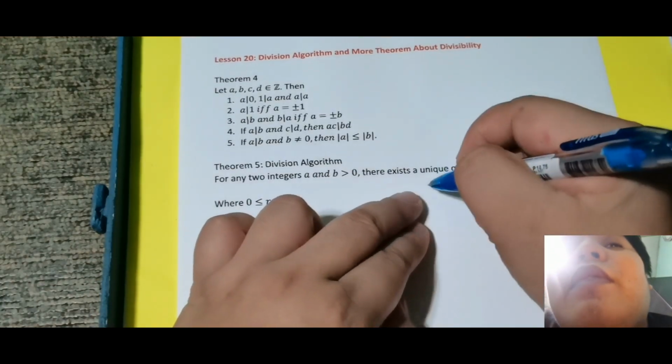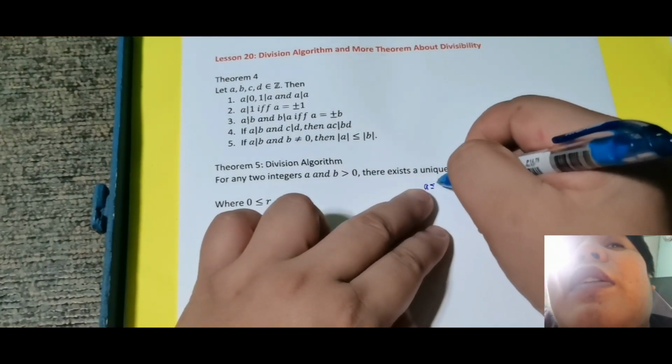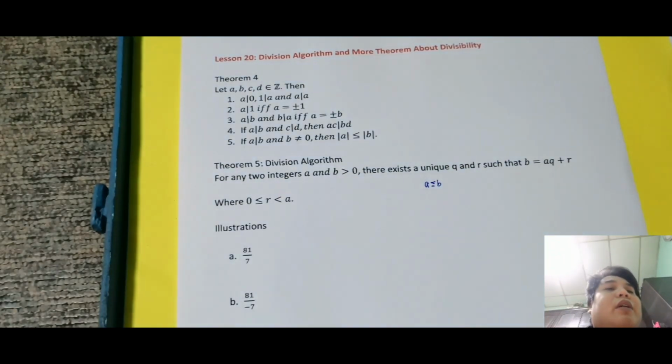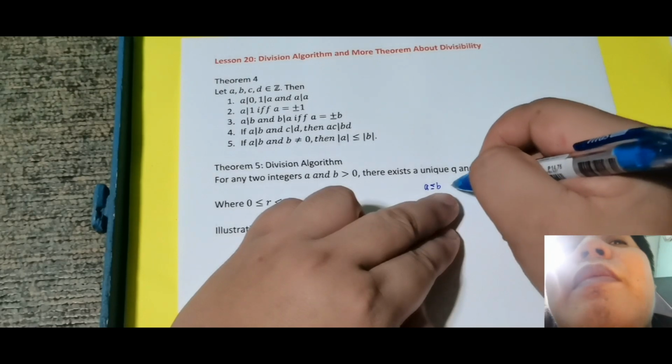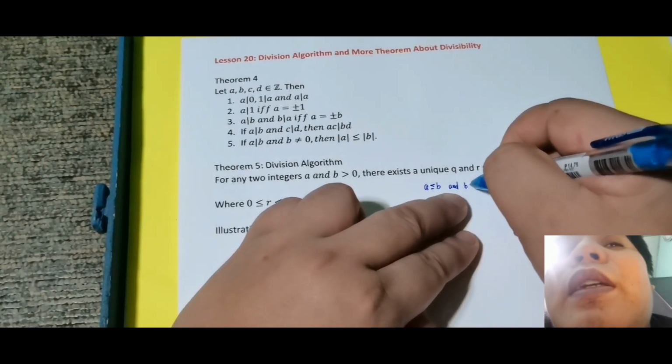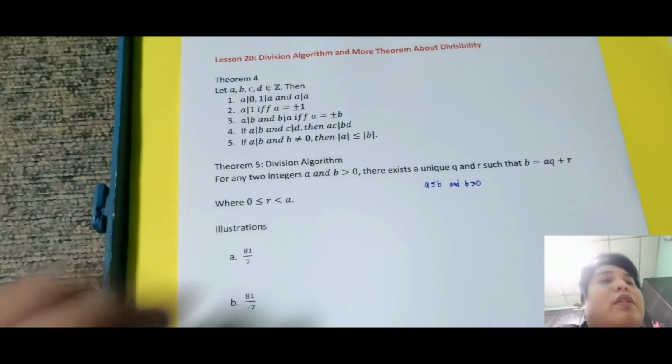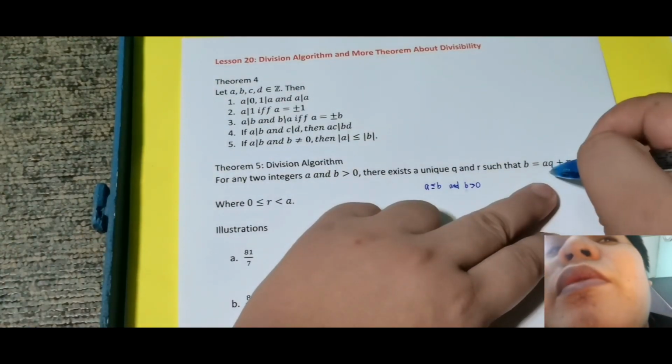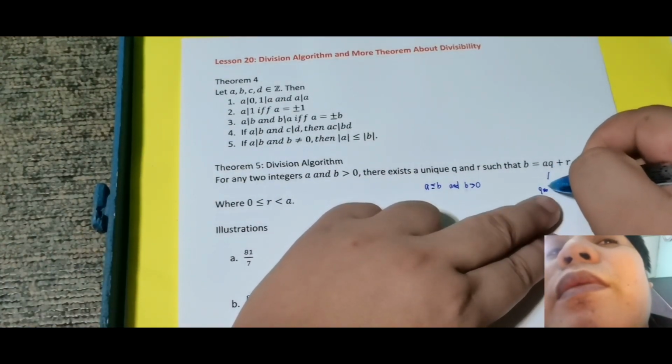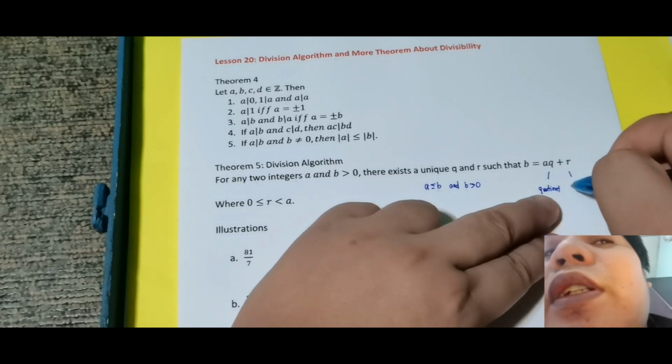So, sa dalawang integers, may mag-exist such that dapat mas malaki yung B sa A. Dapat ganito rin yun. So, unang mga criteria na ito, dapat si A is less than or equal sa B. Okay, dapat yan yung mga isa sa criteria. And B is greater than 0, obviously. So, although pwede naman siya mag-negative. Okay, then sabi nga, there exists a unique Q and R such that B is equal to AQ plus R. This Q is the quotient and R is the remainder.